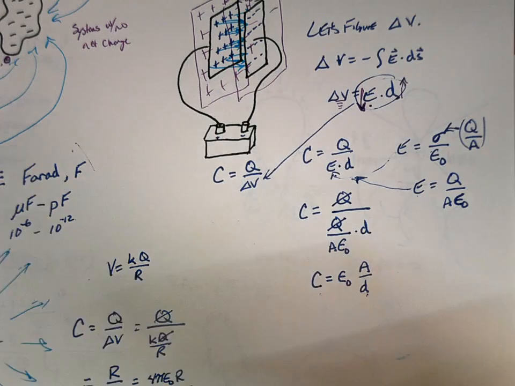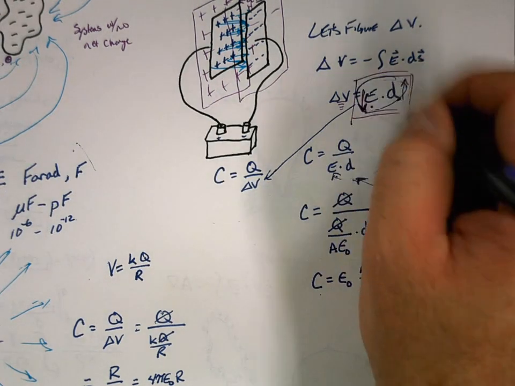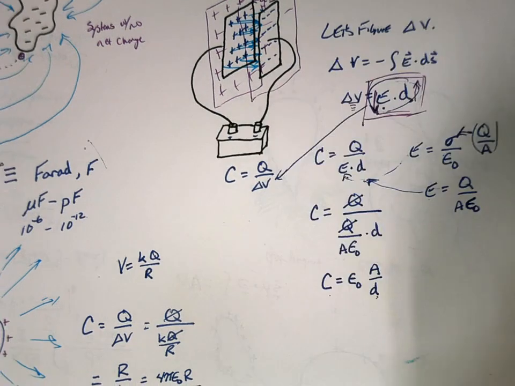Okay, so this is the crucial idea there. As D decreases, our field increases.